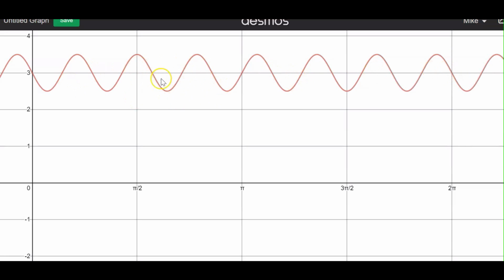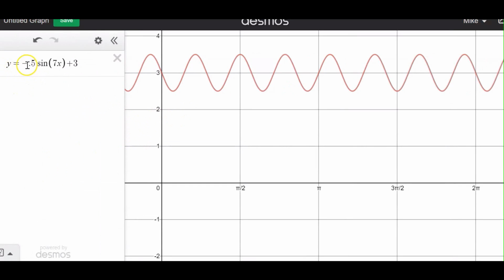So the equation of this curve is going to be negative 0.5 sine of 7x plus 3. Okay, let's check it out. Sure enough, y equals negative 0.5 sine of 7x plus 3.